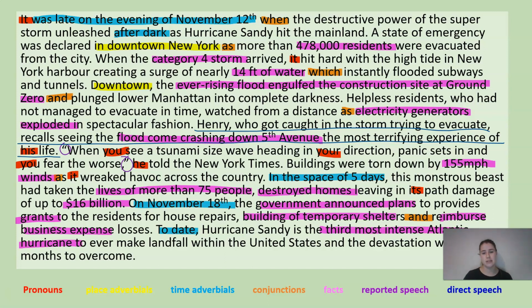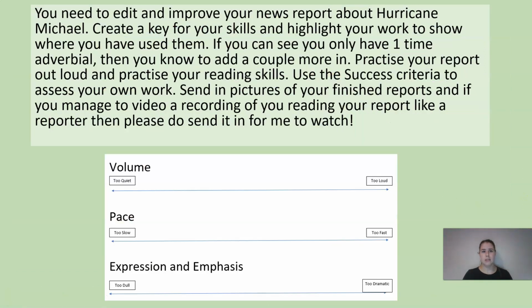Now, I've not edited mine today because I'm going to go back and edit mine when we come back to doing our news reports next week. But I know that you guys know how to edit and improve. So what you'll need to do, if I show you on the next slide, is think about the skills that you have already included.